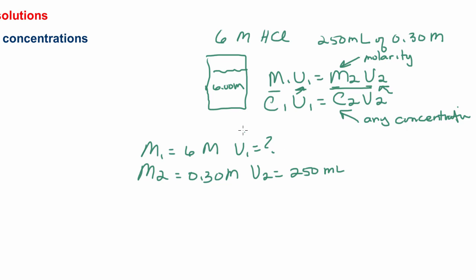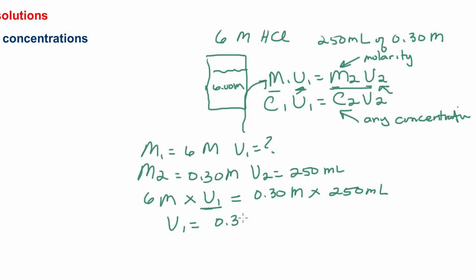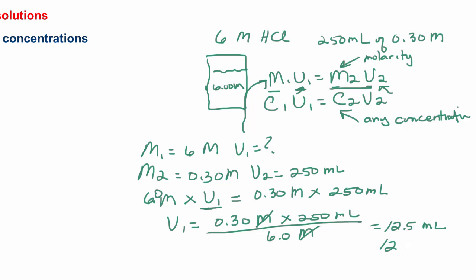So now I'm just going to plug into this. We have 6 molar, and we'll multiply that by V1. This is what we're solving for. That's equal to M2, which is 0.3 molar, times 250 milliliters, which is V2. Let's solve for V1. V1 is 0.30 molar times 250 milliliters divided by 6.0 molar. Notice molarity cancels out, and we have 0.3 times 250 divided by 6, and that's going to be 12.5 milliliters. So I'll leave that at 12 milliliters.